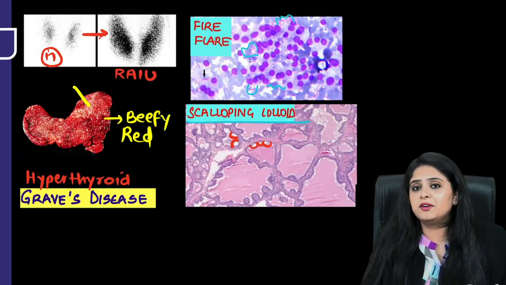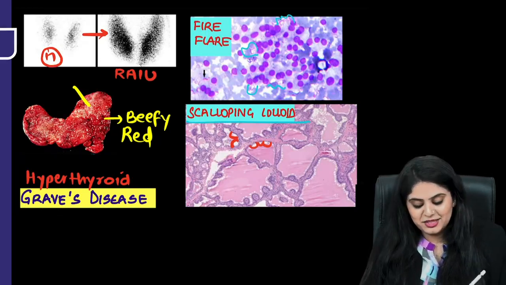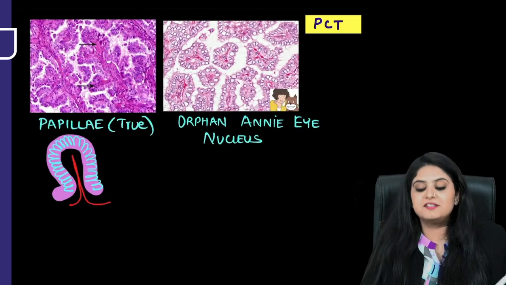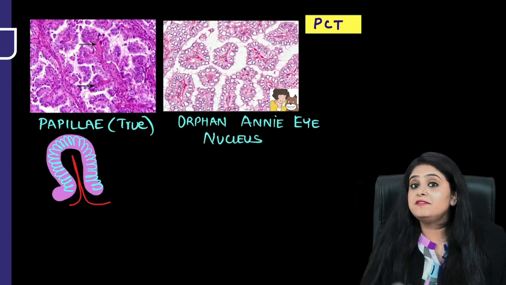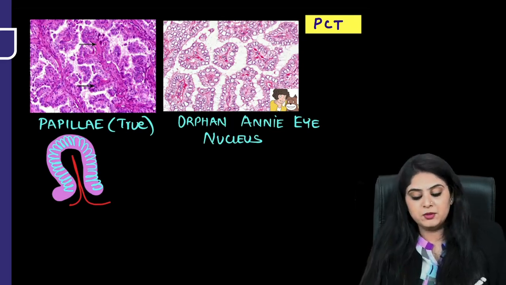I know what you're waiting for, thyroid tumors. So yes, we are starting with the thyroid tumors, and the first one has to be papillary carcinoma thyroid. So what is papillary? 5-6 features that I'm going to tell you.